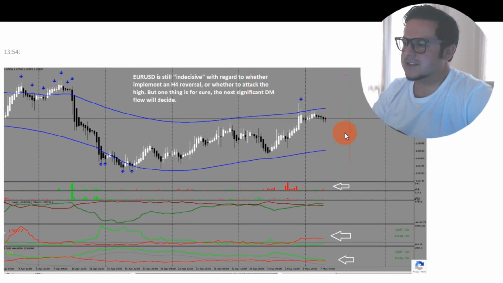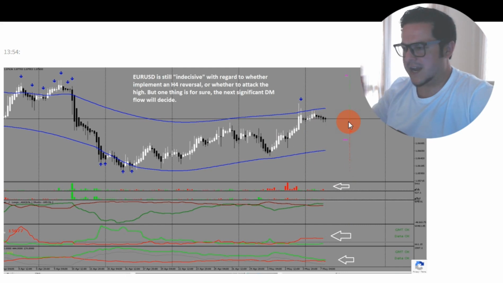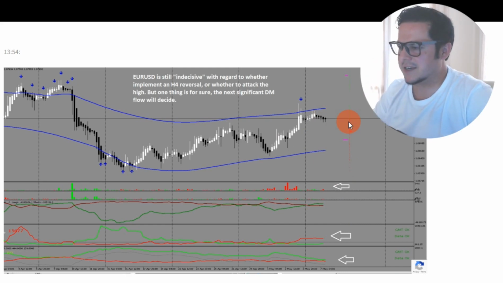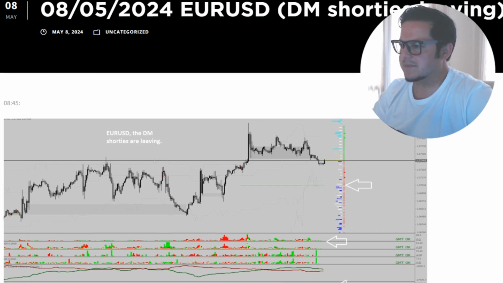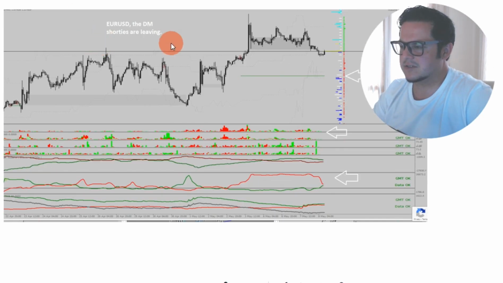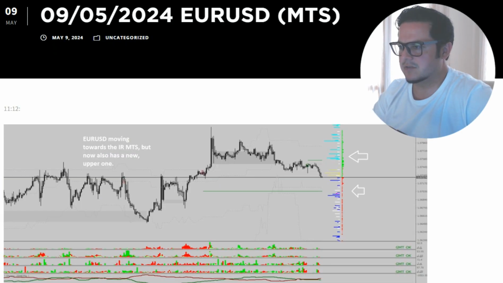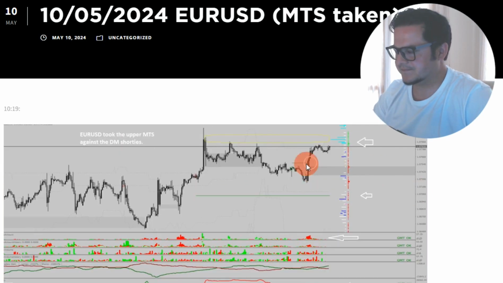And then we had the situation where here on the 7th, it's either more shorties coming in and another attack of the high, or shorties leaving the market, a collapse of the squeeze curve and a 4-hour reversal, something like that. So on the 8th, we also had the MTS below the price. I wrote shorties are leaving, we have a collapse in squeeze line. So we knew that euro dollar will come down, which is exactly what happened. That was a beautiful short trade.